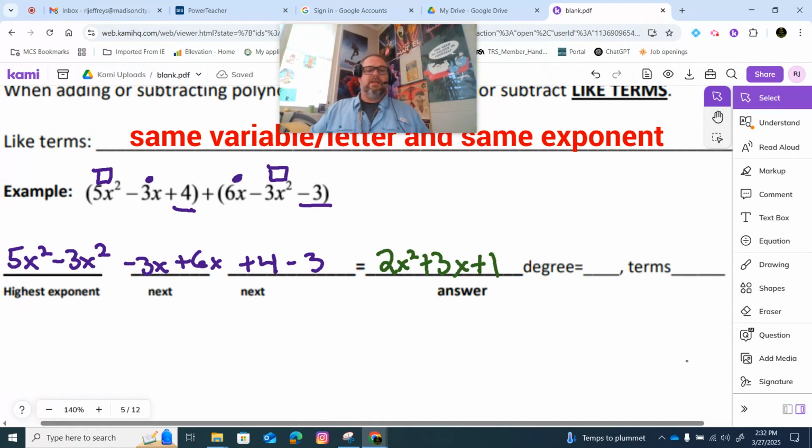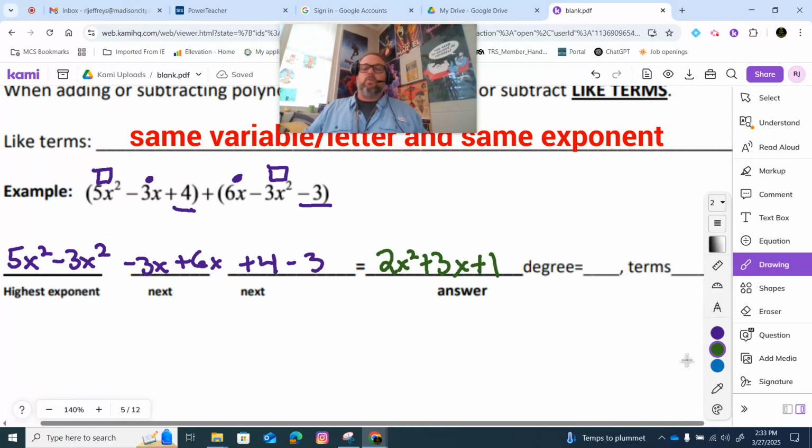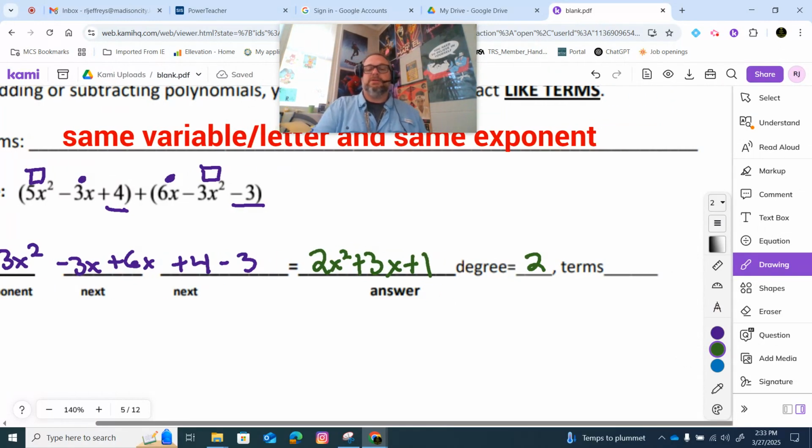I mean, all right. So highest exponent next, and then next. So that's basically what we're doing. That's in our standard form. It's in standard form. Wow. Okay. What's our degree? 2. How many terms? 3. So this is a trinomial. Bam.